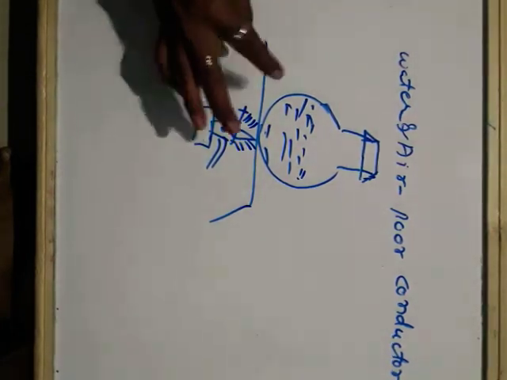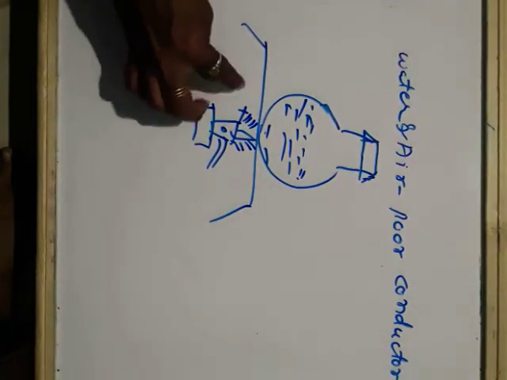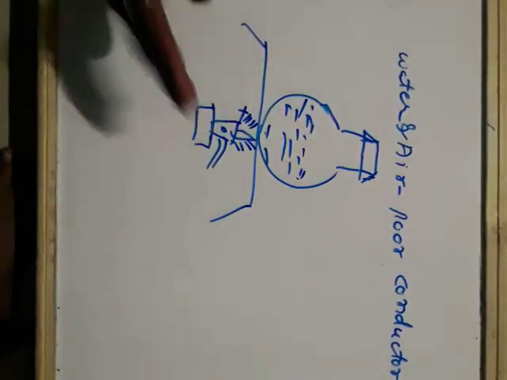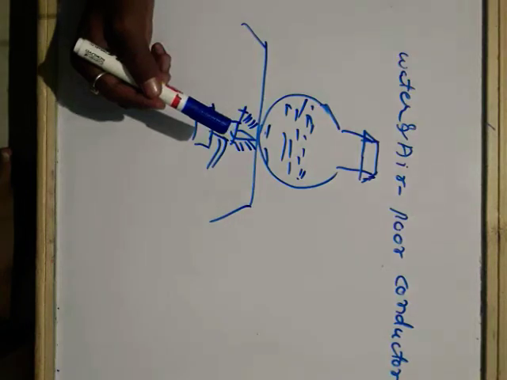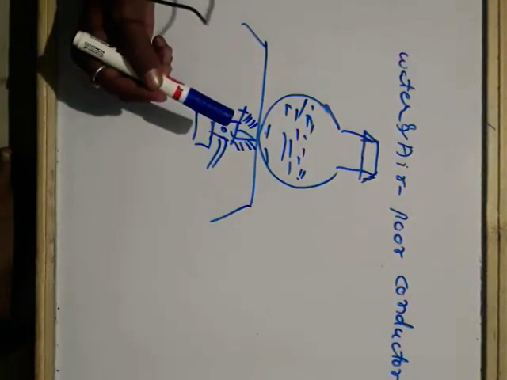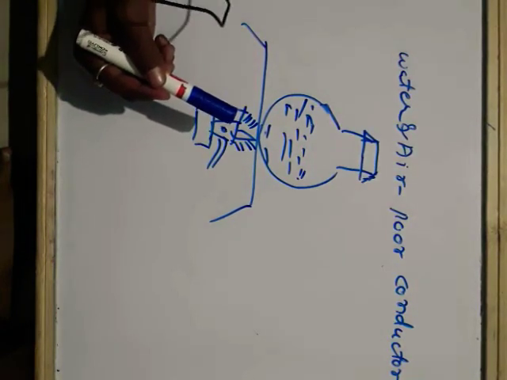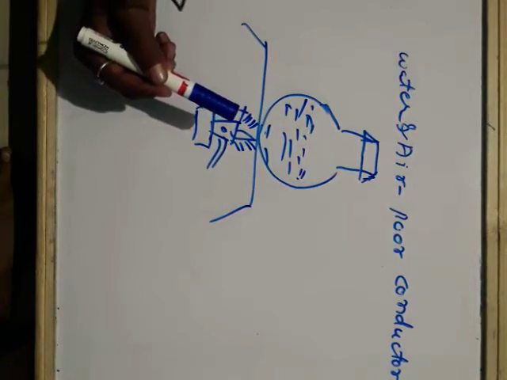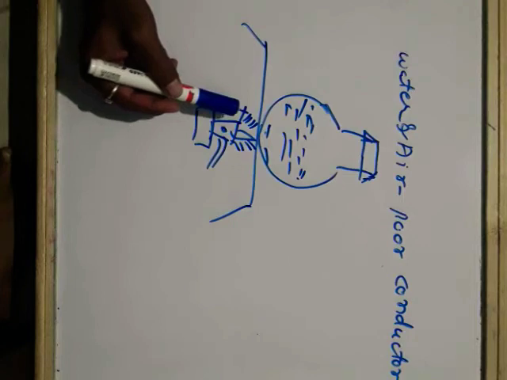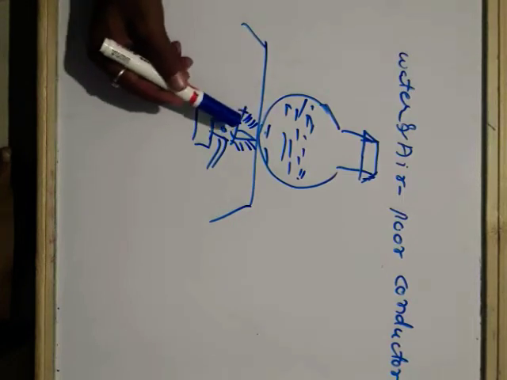A tripod stand means there will be three legs. One is behind the base, which you can't see. Place the flask on a tripod, or make some arrangement to place the flask in such a way that you can heat it by placing a candle below it.